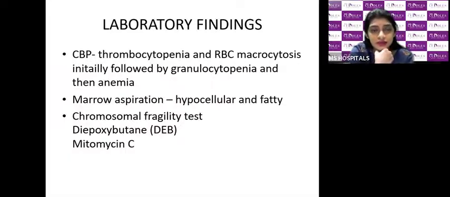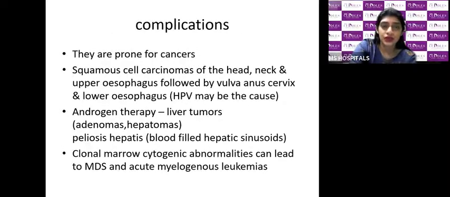Lab findings. In the complete blood picture, thrombocytopenia and RBC macrocytosis, initially followed by granulocytopenia and then anemia. Marrow aspiration is hypocellular and fatty, like I discussed before. For chromosomal fragility, we do the chromosomal fragility test with diepoxybutane and mitomycin C. And recently we have NGS, which can pick up all of these FANC-B mutations.